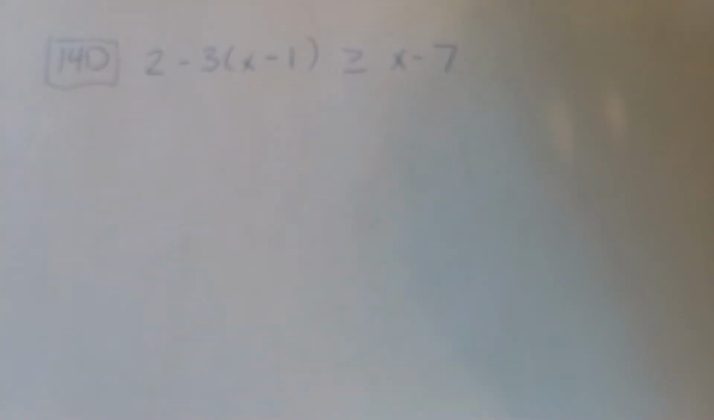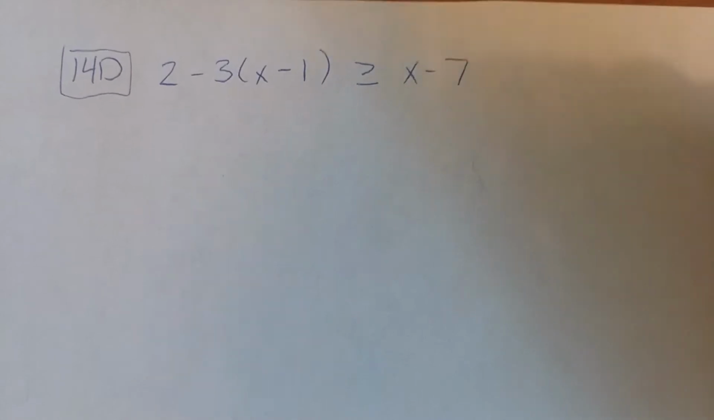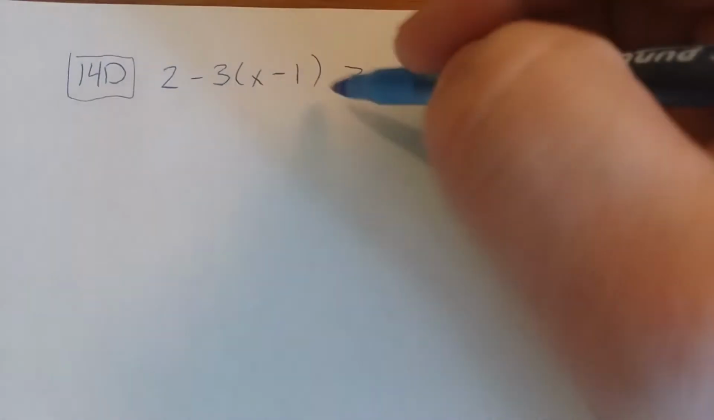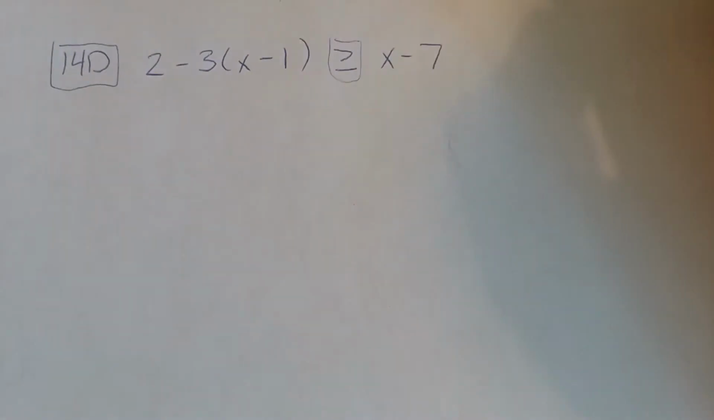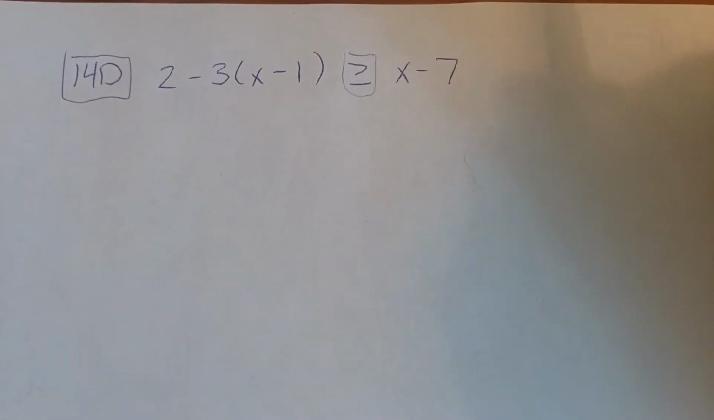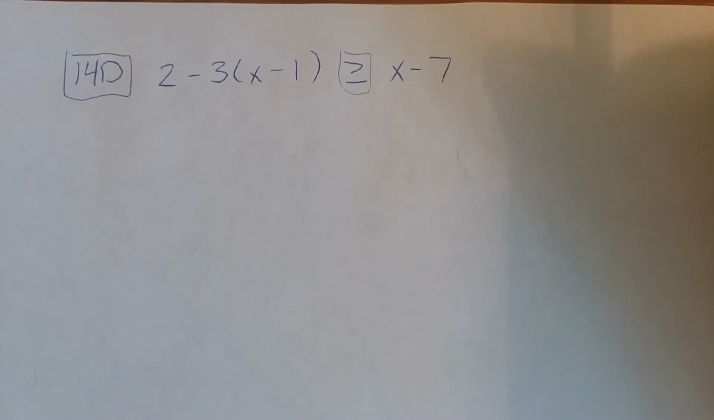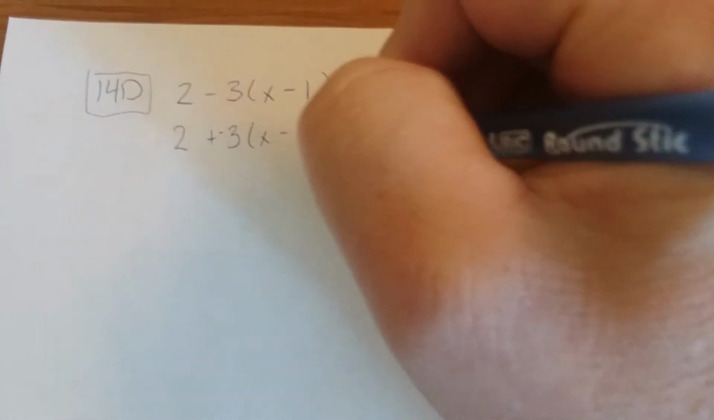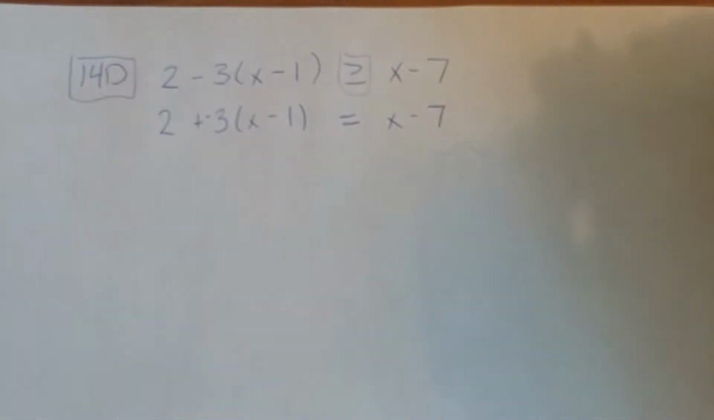Hi everyone, I wanted to do question 14D. I think it has a lot of components that are a little bit difficult. The first thing I'm going to do is change from an inequality, this is called an inequality because it has a greater than or less than symbol, to an equation with an equal sign. So I'm just going to rewrite this equation, but instead of using a greater than or equal sign, I'm just going to use an equal sign.